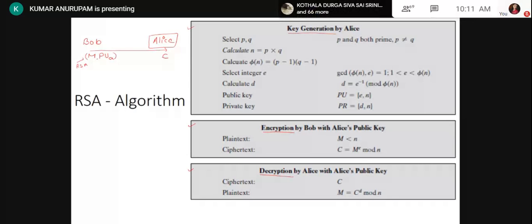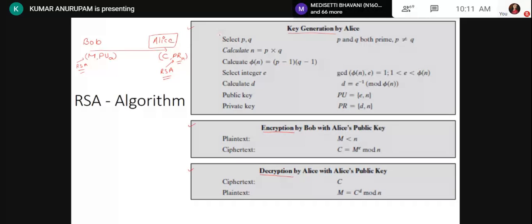And this C must be decrypted with the private key of Alice using the RSA algorithm. If you remember, earlier when we talked about encryption, this is the way to do it. If Bob wants to send something to Alice, Bob must use the public key of Alice for encryption, and only Alice can decrypt it because it can be decrypted only using the private key of Alice. This is what is happening here.